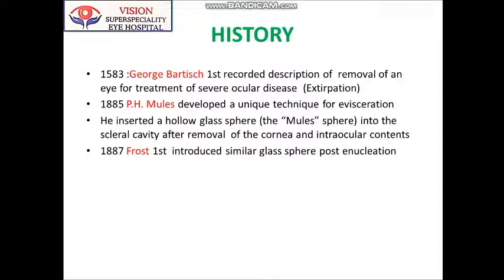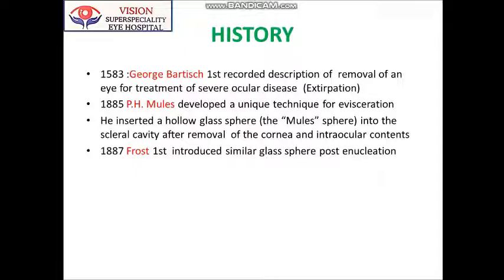In 1583, George Bartisch first described the procedure of removal of the eye for the treatment of certain ocular diseases. The anophthalmic socket was left behind as it is, rendering it unsuitable for an implant. Then a glass sphere was introduced into the eviscerated eye by Philips Henry Mules in 1885, which is known as the Mules sphere. This was a milestone in ophthalmic surgery.